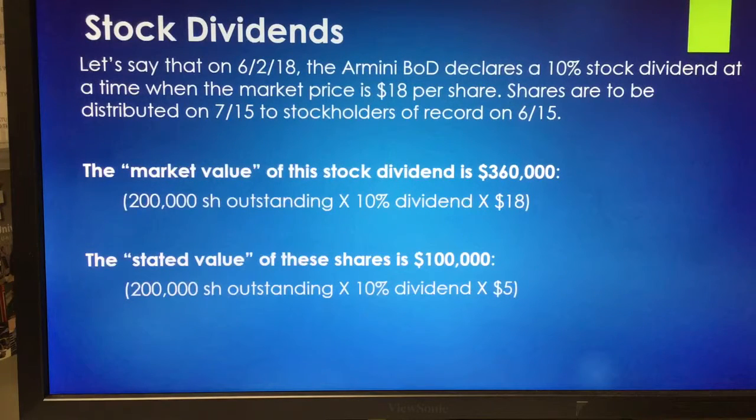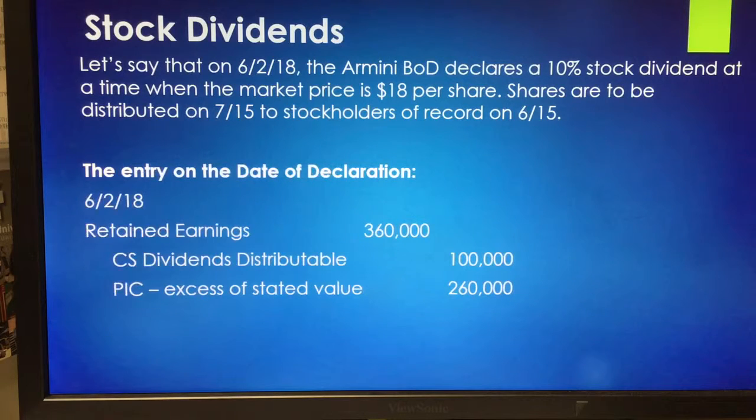And then the stated value. Keep in mind, in the information provided at the beginning of this example, we noted that the stock had a stated value of $5 per share. That's really the same thing as a par value. It's just a different way of expressing it. So 200,000 shares, 10%, 20,000 shares times $5, and that's the amount, as you'll see, that we're going to credit to the common stock account.